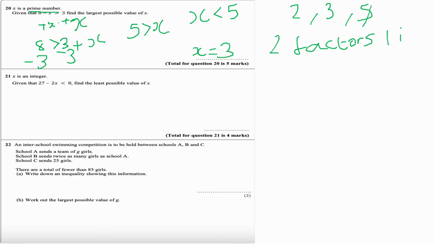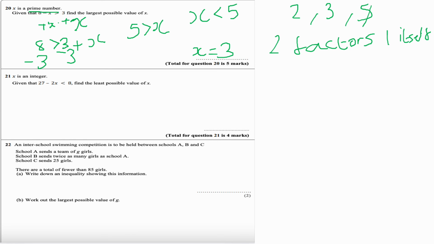1, and itself. 1 is not a prime number actually, so there's a lot of misconception. And obviously 0 is not a prime number actually, so the first prime number is actually 2, so 2 is the only even prime number. Then the rest of them are going to be odd numbers here, so it can only have 2 factors, 1 and itself.